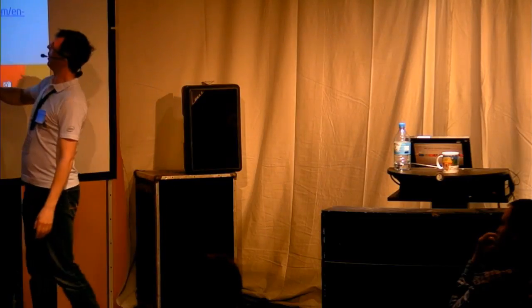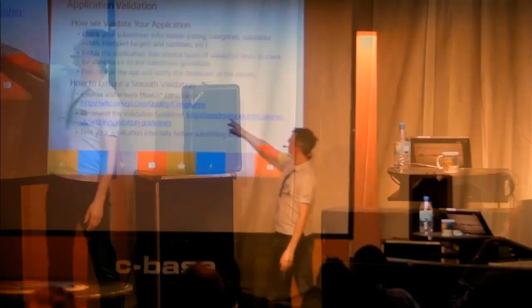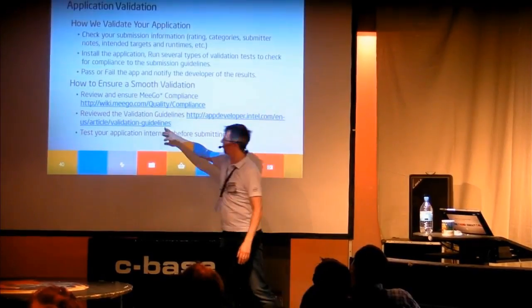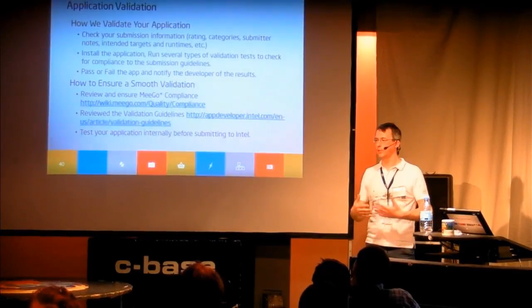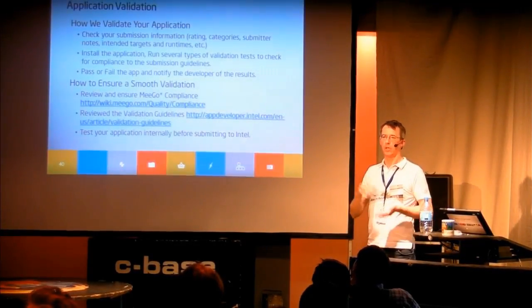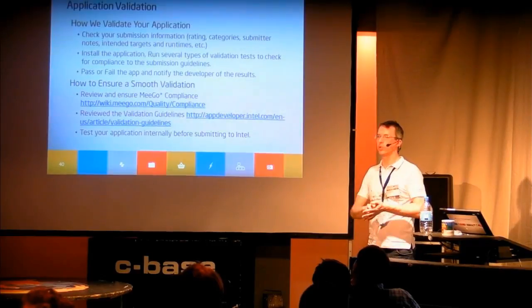And once you've finished your beta testing and you think your application is ready to pass validation, your customers agreed, yes, fine, this is exactly how we want it, you can click the button and have the validation. And here's some information on validation. How we validate your application, I'm not going to bore you with all the details, but you can look it up. The guidelines are on appdeveloper.intel.com, validation guidelines. There's a lengthy document there that explains in detail how we test your application, what your application is allowed to do and what it's not allowed to do.